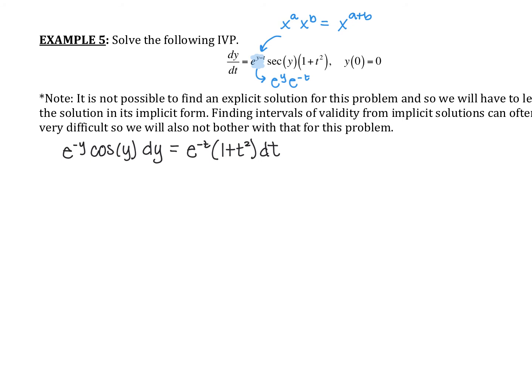Okay. Did we get this far in separating it? E to the negative y, that would be moving this e to the y over, dividing it. Secant of y, if I'm going to divide by the secant of y, 1 over the secant is the cosine, so this gives me cosine of y dy. So all my y's are on the left-hand side. The e to the negative t stays, the 1 plus t squared stays, dt. Move the dt over. Are we okay with that separation? Sure.